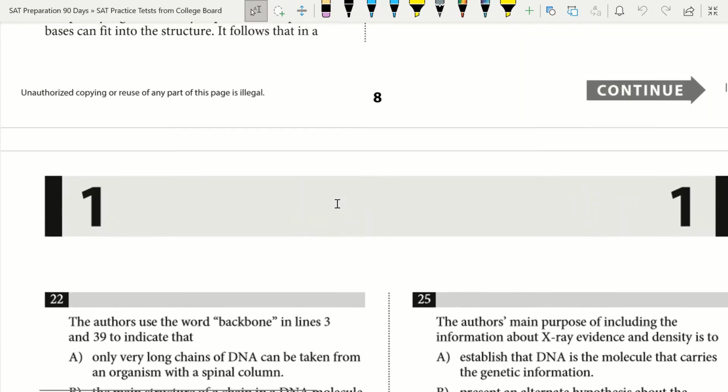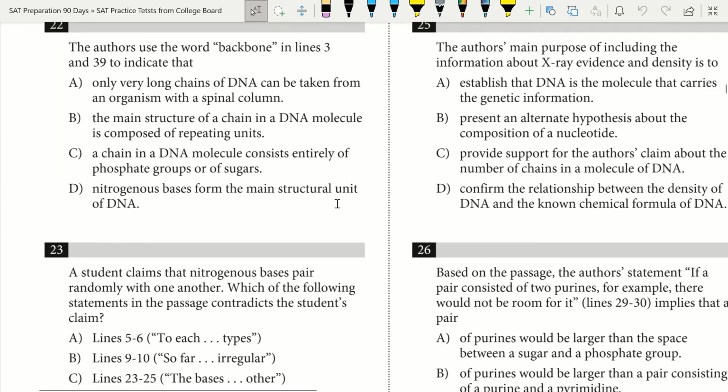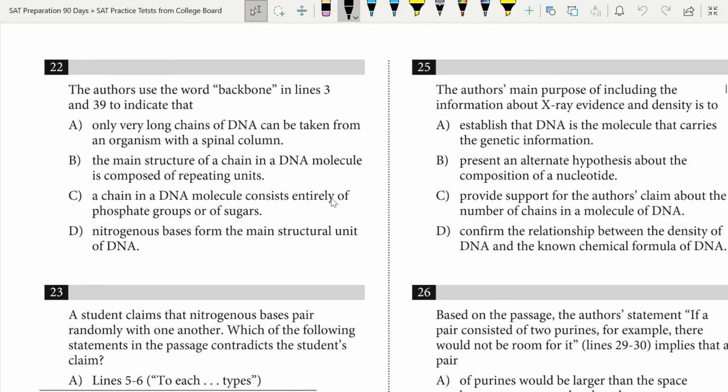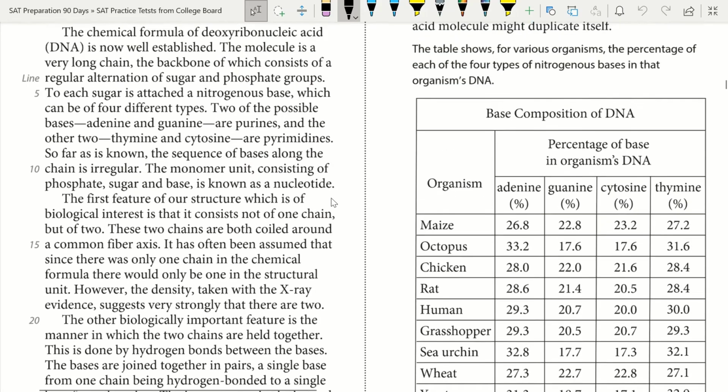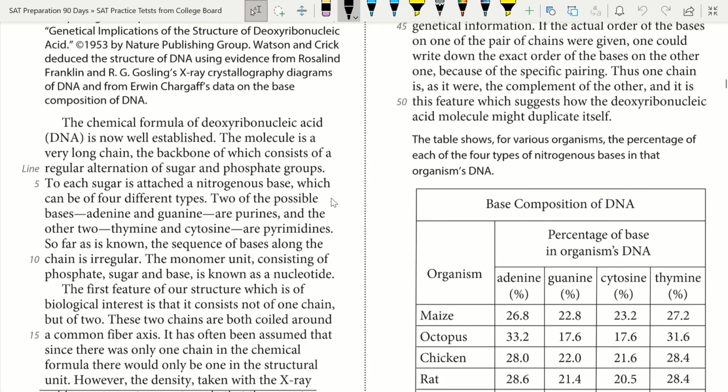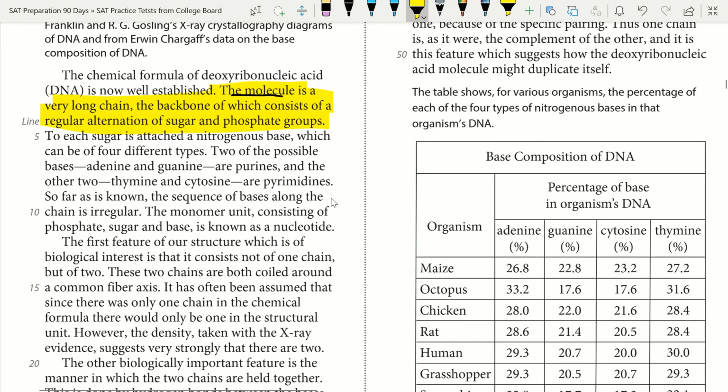So question 22 is what we're going to start with. The authors use the word backbone in lines 3 and 39 to indicate that... Well, let's go to lines 3 and 39 and see what it's indicating. We've got, the molecule is a very long chain, the backbone of which consists of a regular alternation of sugar and phosphate groups. Okay, so this backbone is going to be a chain of sugar phosphate groups.